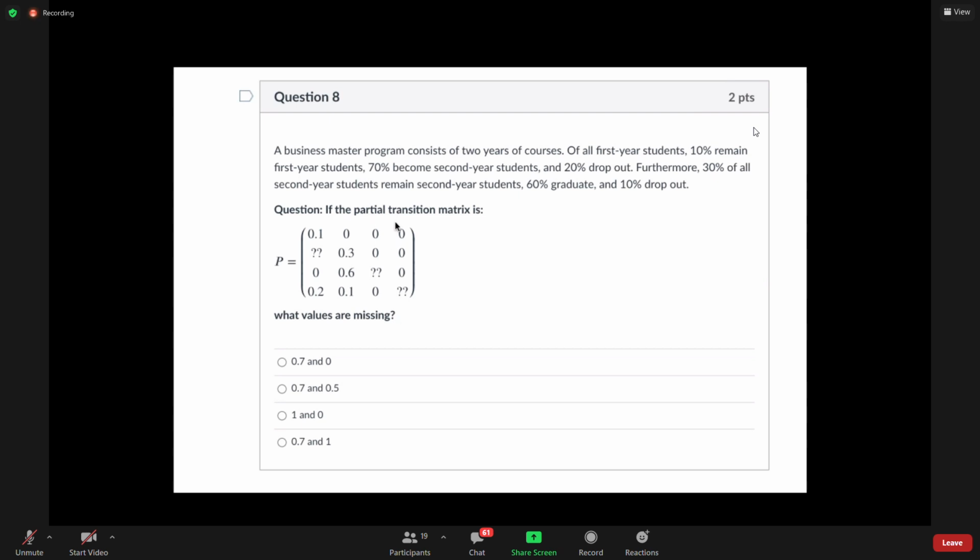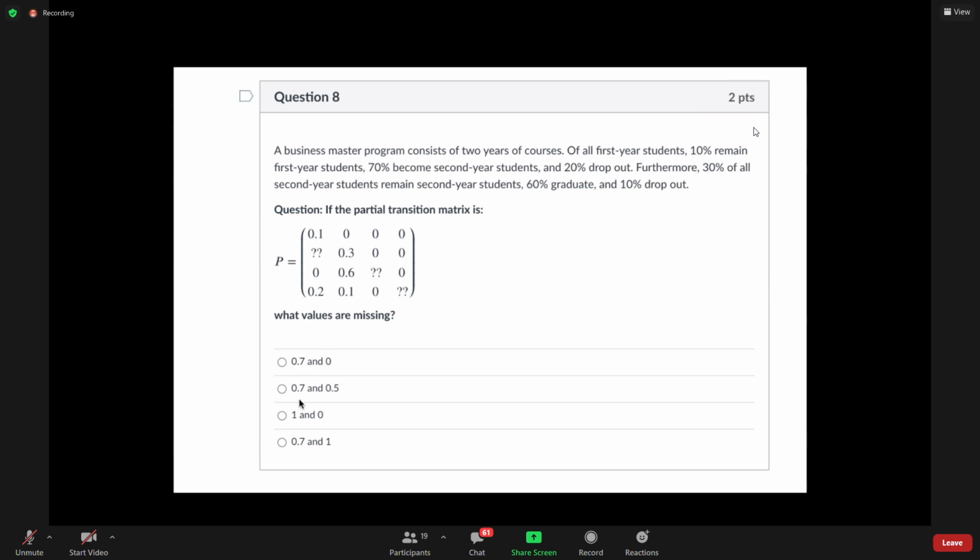Okay. So if this is the partial transition matrix, what values are missing? Here we already established that the 0.7 is missing from the 70% of students who become second-year students. And here, the value 1 is missing. We didn't even need to know all of this information about the matrix in order to deduce that here is missing the value 1, because we know that in the transition matrix, the sum of the elements on each column should be equal to 1 because it represents a percentage.